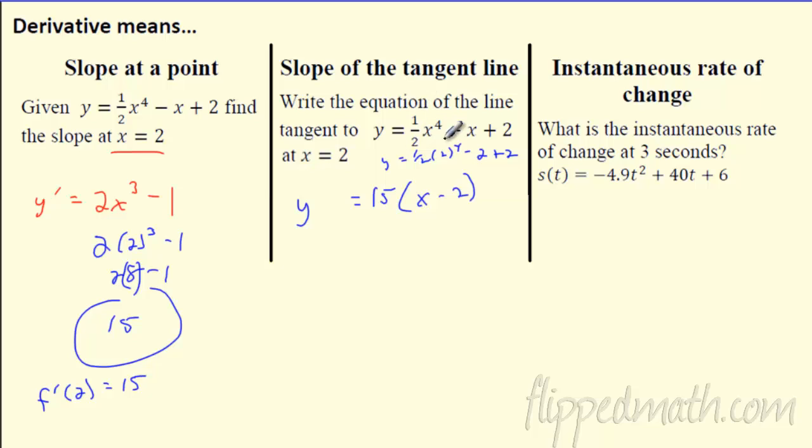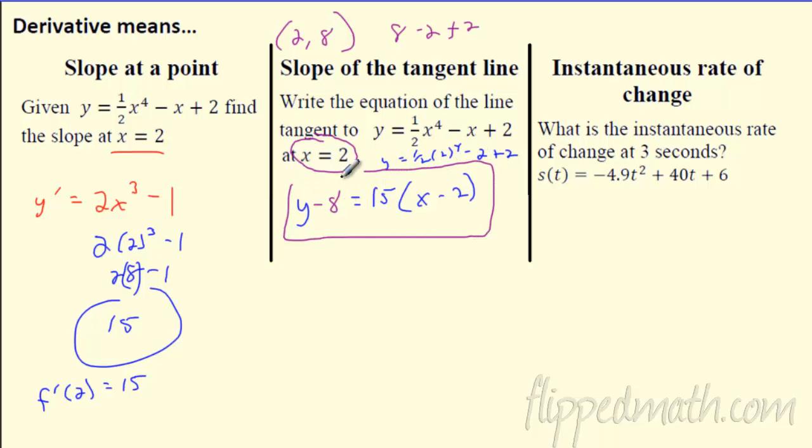If I clean that all up, 2 to the 4th is what? 16? And then 16 and a half is 8. Minus 2 plus 2 is going to be 8. So this is the point 2 comma 8. So you got to find the whole point here. I just gave you x is 2. You got to find y is 8. That way you can do, boom, point slope form. Point slope form. Awesome.